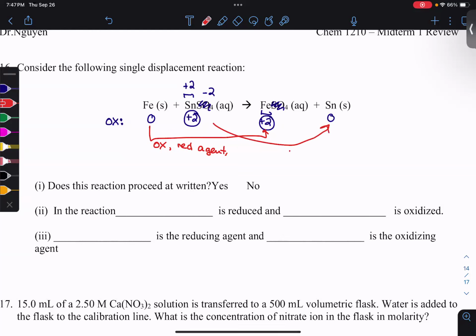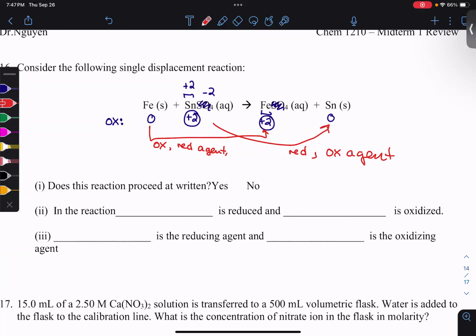So it is reduced because its oxidation number goes down. It's being reduced technically because it's gaining electrons. If you gain electrons, you get more negative in charge. So it's being reduced. It is the oxidizing agent.